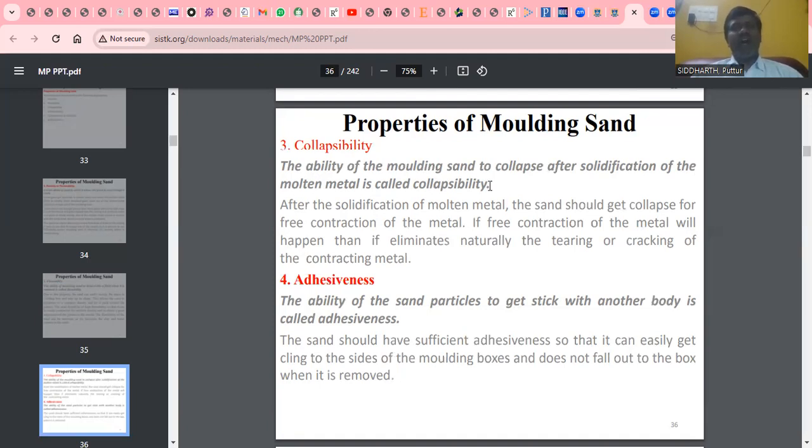So if the mold is very hard and difficult to break, it will take more time and the cost will also increase. If the collapsibility property is good, then automatically you can break that mold very easily and take the component out of the mold.